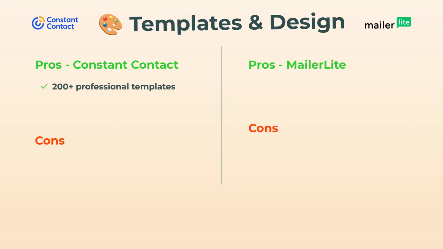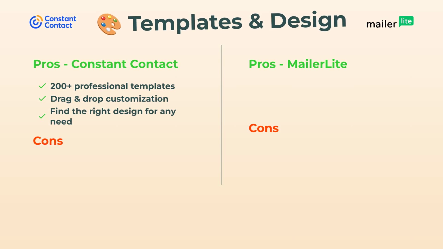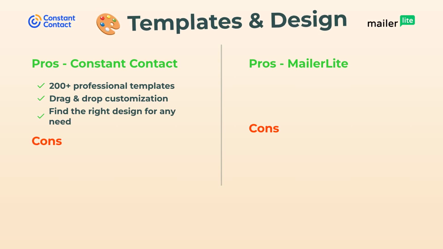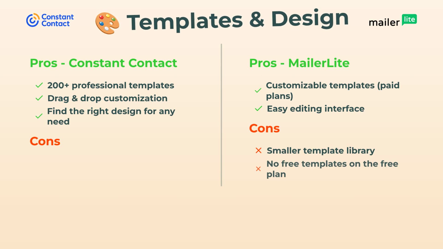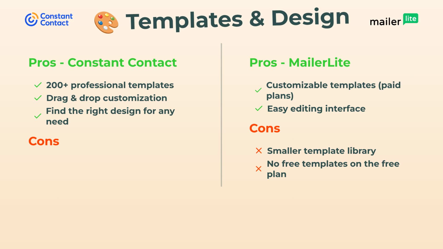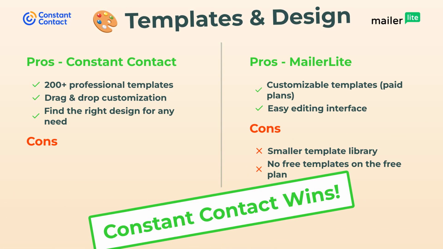Okay, let's talk templates and design. Constant Contact rolls out the red carpet. Over 200 professional templates, drag and drop customization. You're legit spoiled for choice, no matter what look you're after. MailerLite does have customizable templates, and their editor is super easy. Honestly, great for beginners, but the library is much smaller. And if you're on the free plan, sorry, no templates for you. So, if visuals matter in your campaigns, Constant Contact is definitely the winner here.